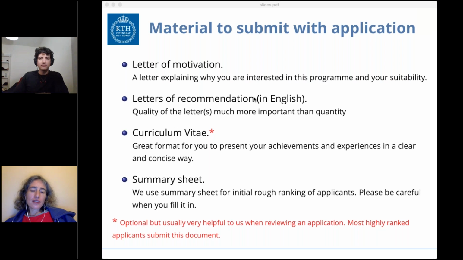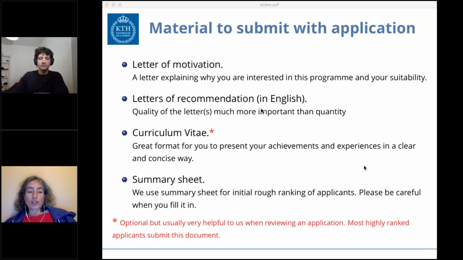Curriculum vitae. This is optional, but I would say that when I'm reviewing an applicant, this actually helps a lot, because sometimes it's a great format to present your achievements and experiences in a clear and concise way. So it gives me a good snapshot and overview of the applicant.